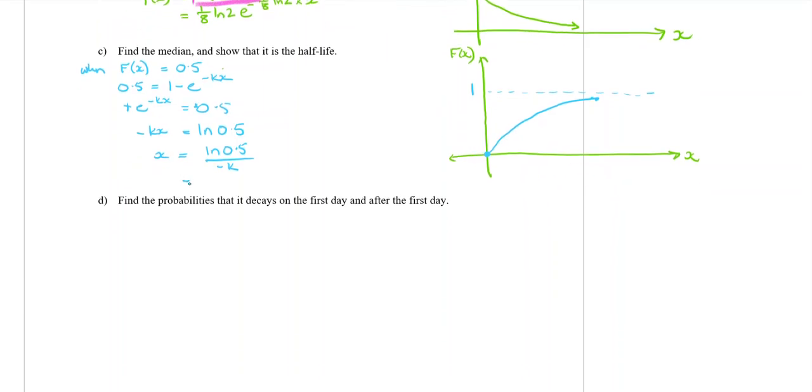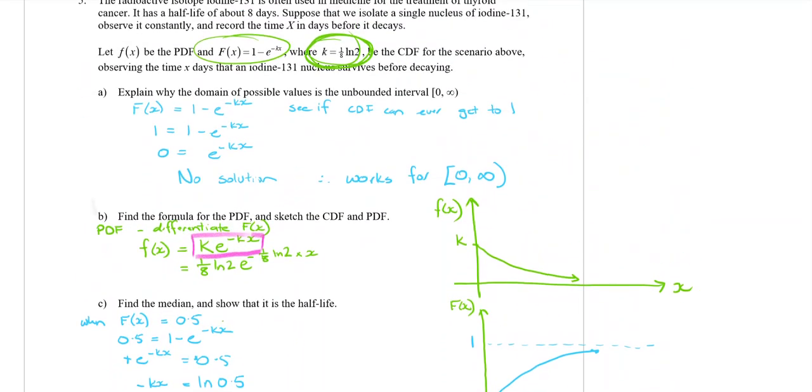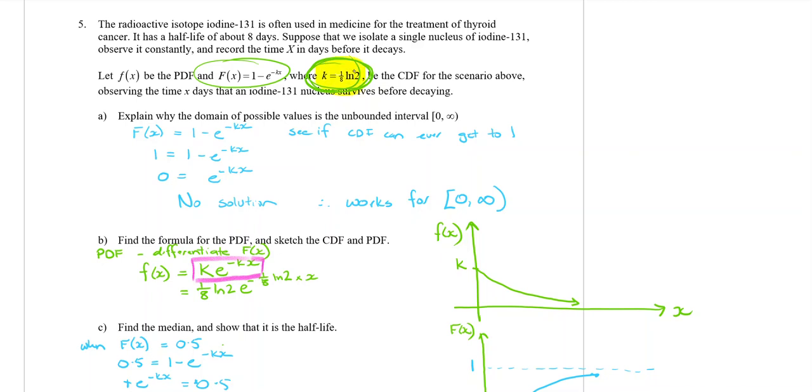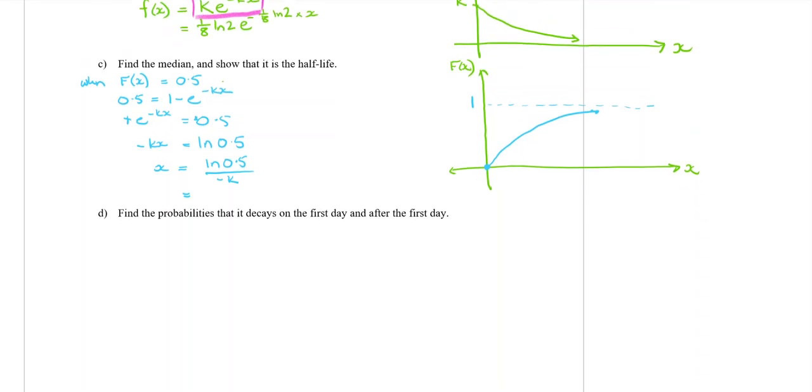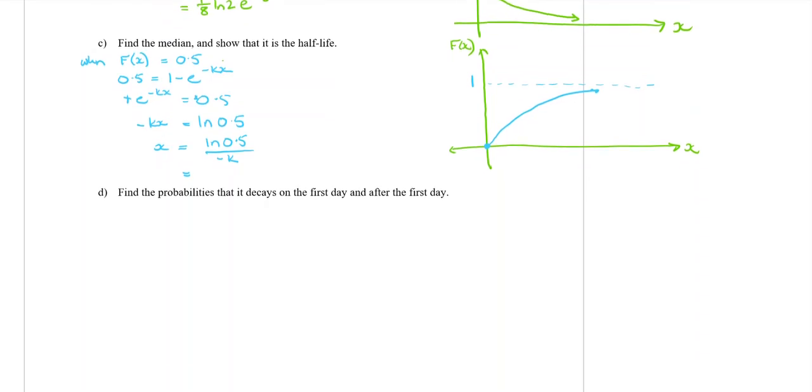Now, if we want that as a value, we're going to have to sub our constant in back up here. k is equal to 1/8 ln of 2. So ln of 0.5 over 1/8 of ln of 2 gives you that x is equal to 8.